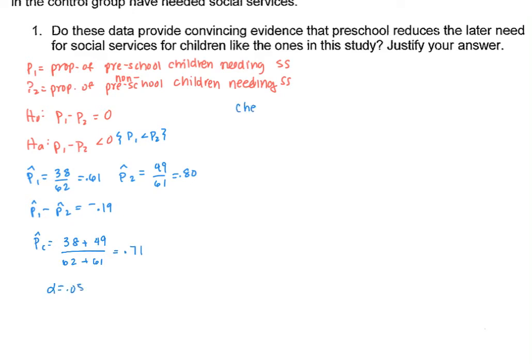So let's check if the conditions are met. Like I said, it wasn't necessarily a random sample, but we did randomly assign them to groups, so each of the samples is random. Each group is random.